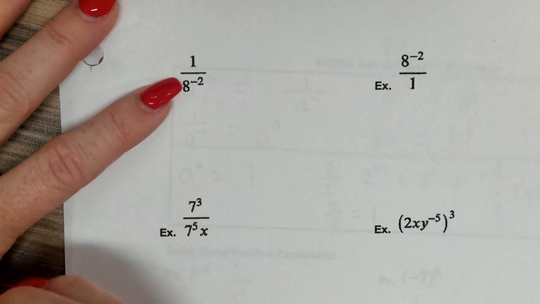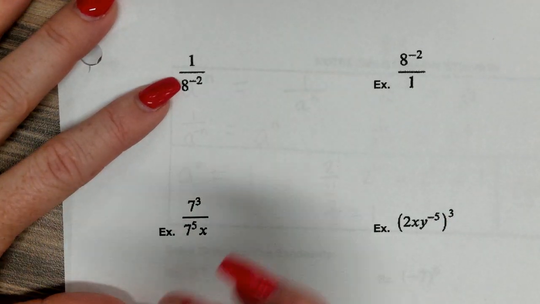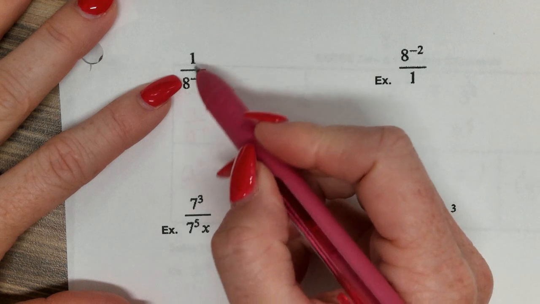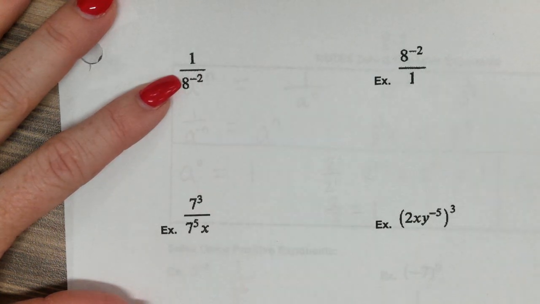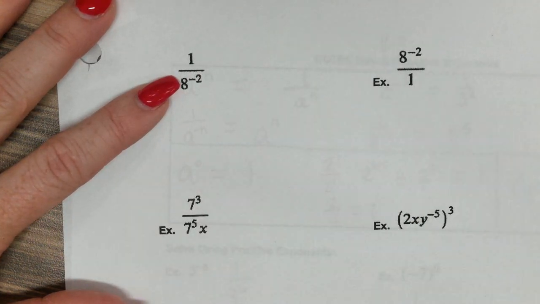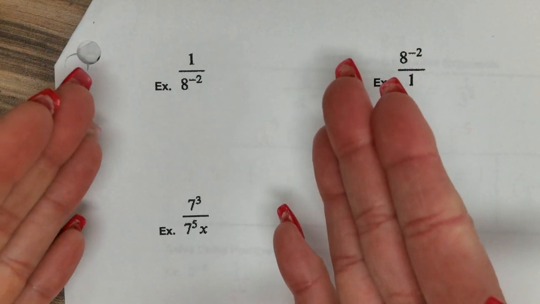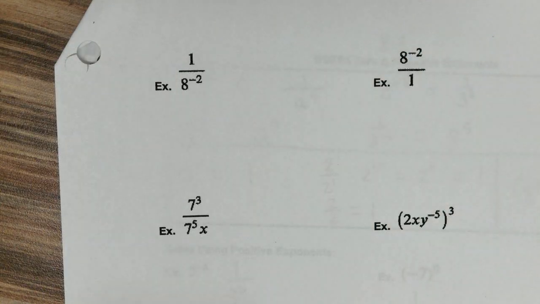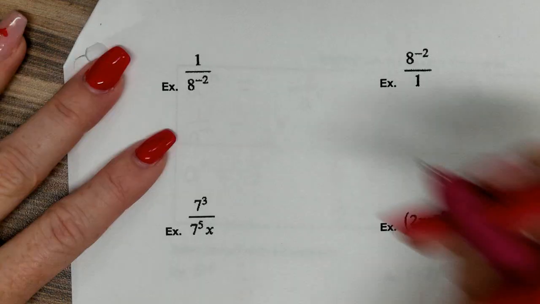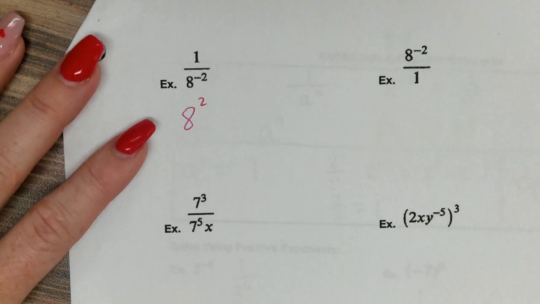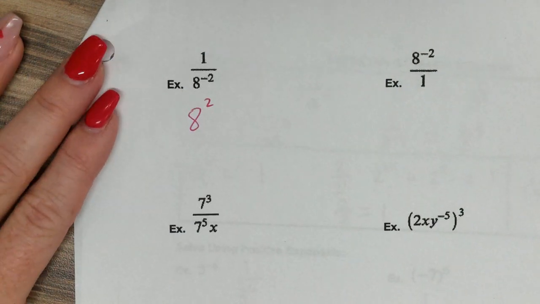Remember, I don't deal with negatives until I'm at the final answer. So the first thing I'm looking for, is there anything I can combine here because the bases are the same? No. So I'm at a final answer, so I just need to get rid of the negative exponent by pulling it to the top. So this is just 8 squared. If you want to write 64, that's fine, because 8 times 8 is 64.